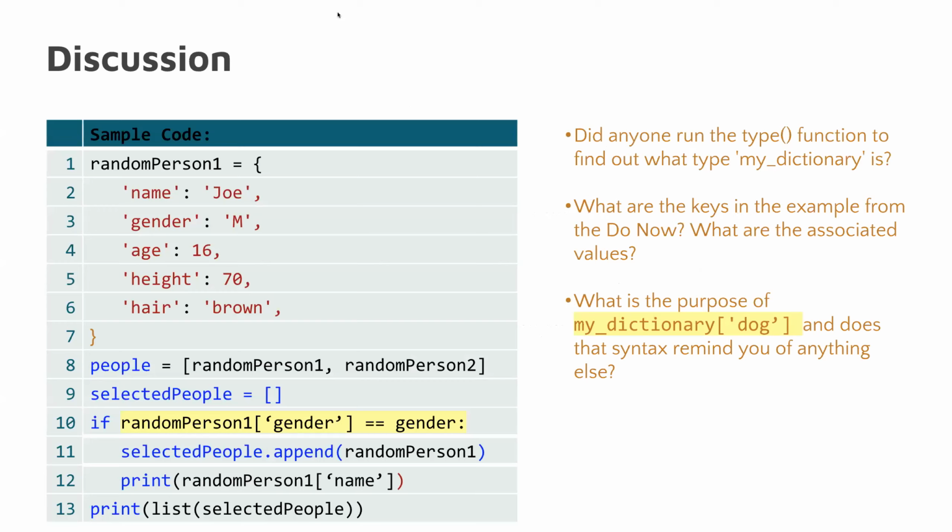So here are a few things that you might want to keep in mind when programming. Ignore the stuff on the right. I just repurposed a slide. If we wanted to make a character, we could make that character a dictionary. So random person 1 is the character, right? The name is Joe, the gender is M for male, the age is 16, the height is 70, the hair is brown. So this is using a dictionary in order to store this information.